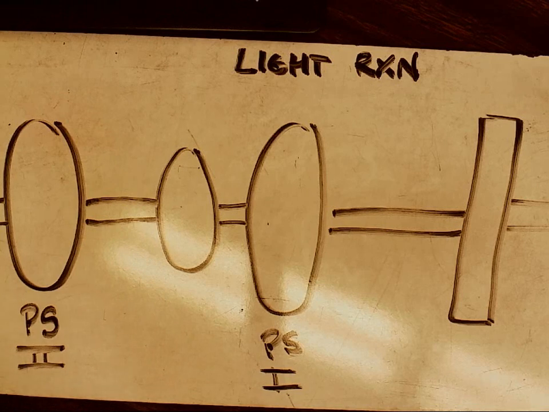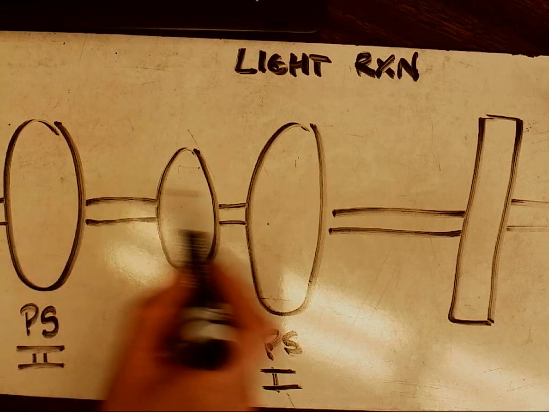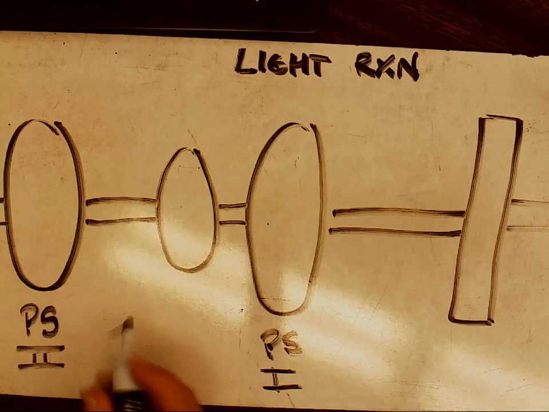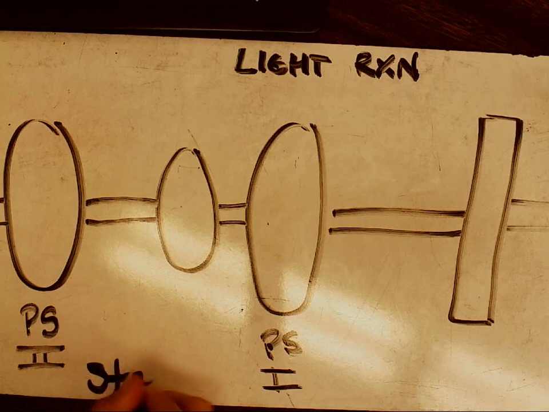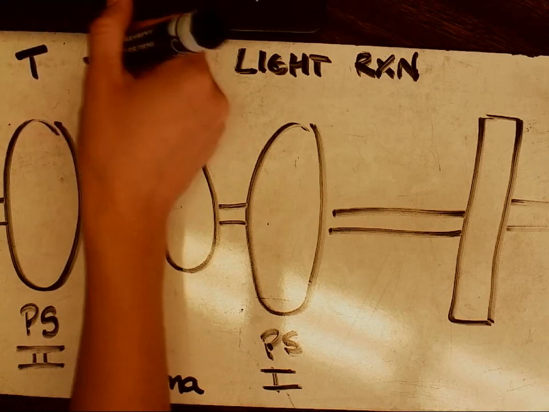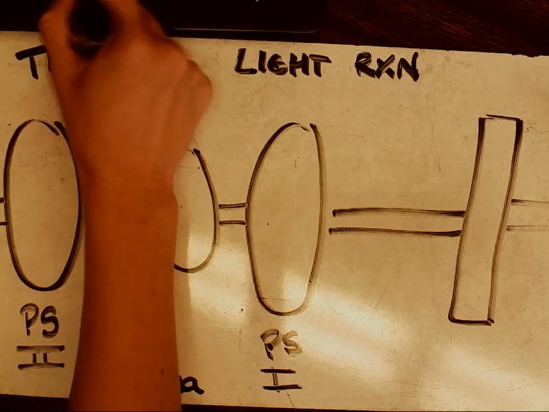Now, when we're looking at the light reactions, we need to know that it's going to be taking place in the thylakoid membrane, which is what these lines are. Down here, this is the stroma, which is going to be surrounding the thylakoids. The thylakoid interior space is going to be up here.